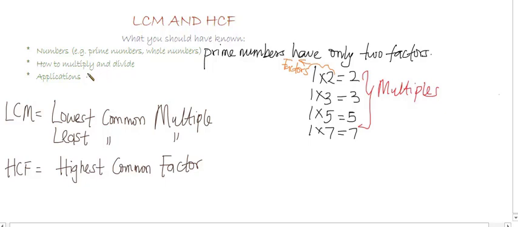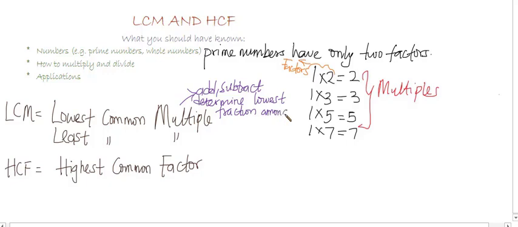Let me write that. So I can use this to add, subtract, and determine the lowest fraction among a list of fractions. So that's what you can majorly use LCM to do: add, subtract, determine the lowest fraction, or determine the highest fraction among a list of fractions.